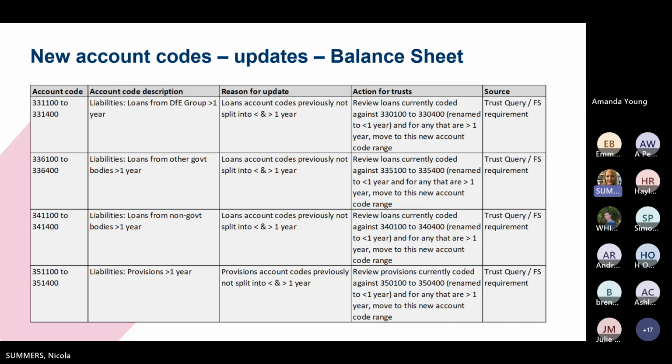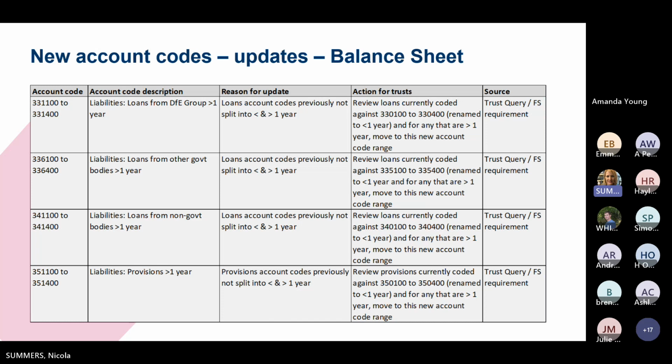So of the 49 new account codes, 28 of them are actually for the loans and provisions. Previously, in the 22-23 version of the COA, we just had codes for loans and provisions. But obviously that was set up for the accounts return, which doesn't require a breakdown, whereas your financial statements require a breakdown of less than 1 year and more than 1 year.